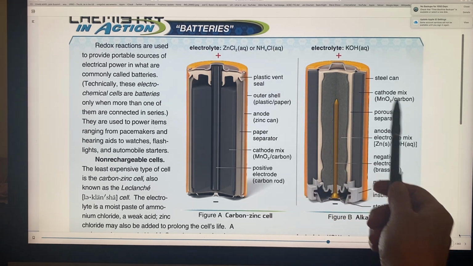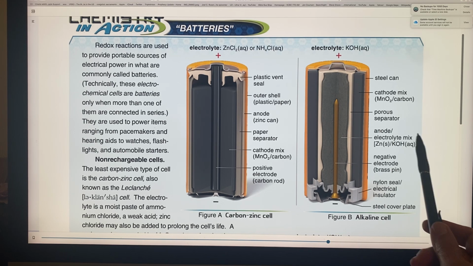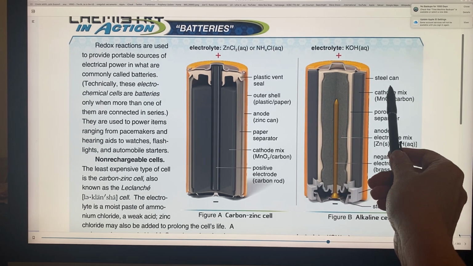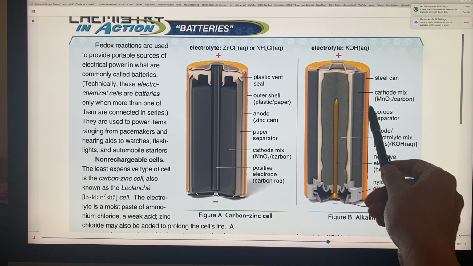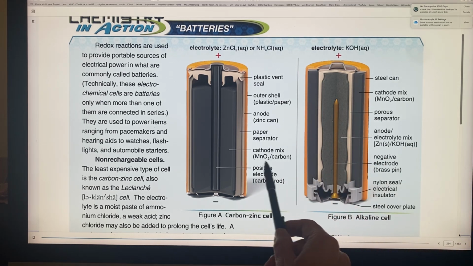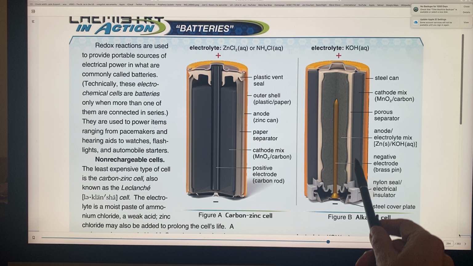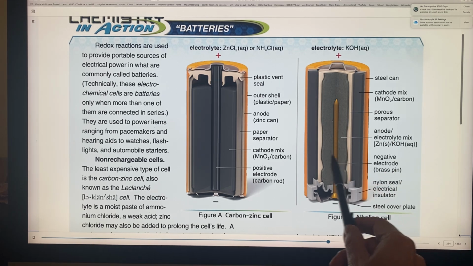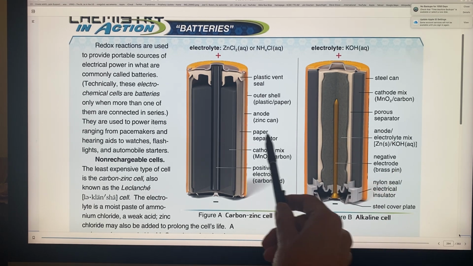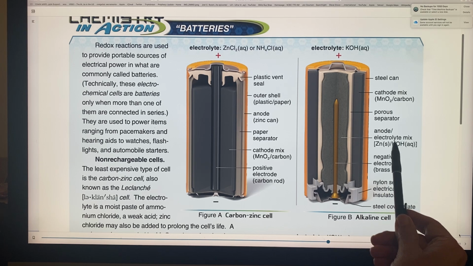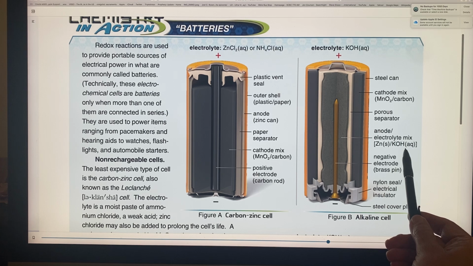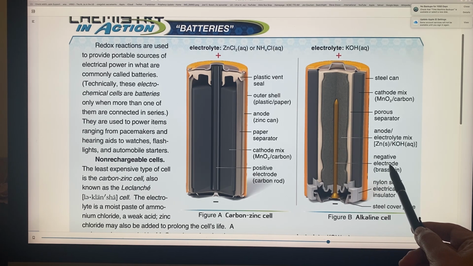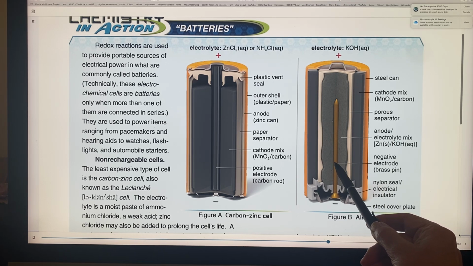It's a little different, and here you can see it has a steel can here, cathode mix here, same mix, and a porous separator here. The separator is a little different: before we had a paper separator, now we have a porous separator. Then we have the anode, which is the zinc with the potassium hydroxide here. And this is where the negative electrode is. It's like a brass pin. So it's a little different than here.